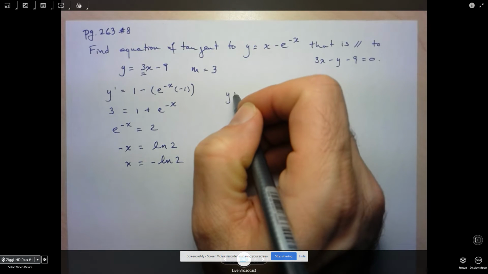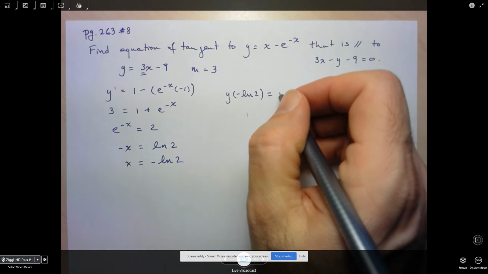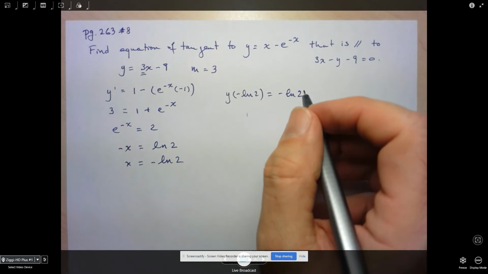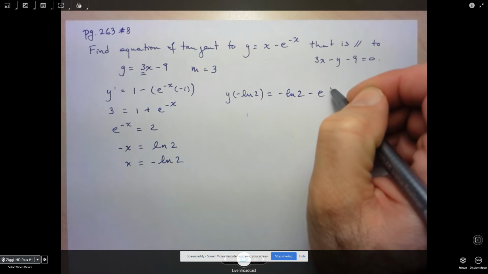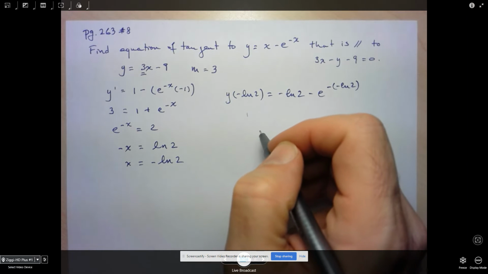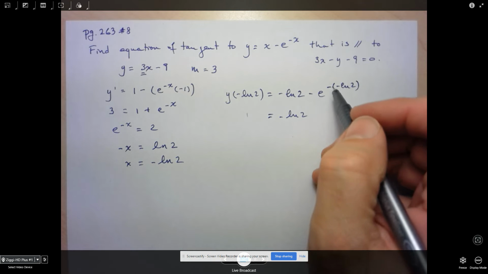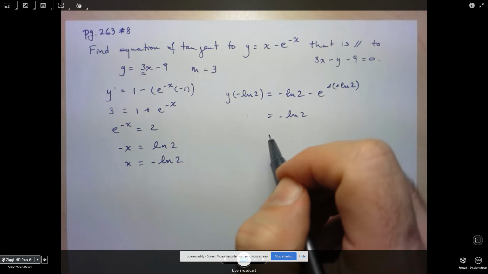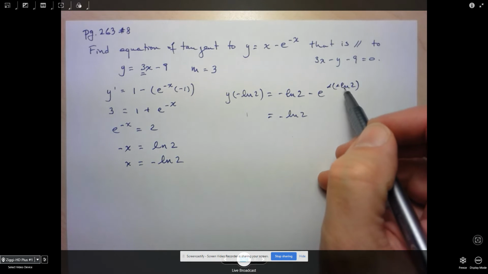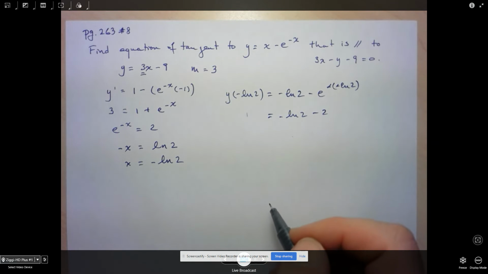So I'm going to take y and evaluate that at negative ln 2. So what do we have? We have negative ln 2 minus e to the negative ln 2. All right, and so let's just simplify this. So negative ln 2, and here these things just become positive. So I have e to the ln 2. These are inverses of each other. So I just get the original input of 2. So just minus 2.